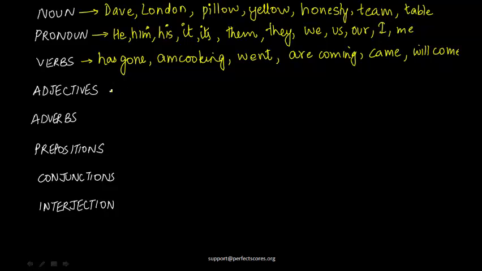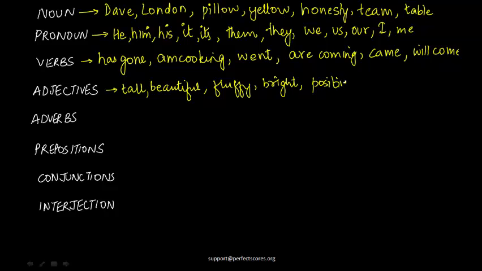Then coming to adjectives. Adjectives are describing words. They help to describe nouns and pronouns. Now look at these nouns and pronouns. What kind of adjectives can we use? We can say, for example, Dave is tall, or London is beautiful, or the pillow is fluffy, or the color yellow is very bright. Honesty is a positive virtue. The team is strong. The table is black in color. So all of these descriptive words are adjectives.